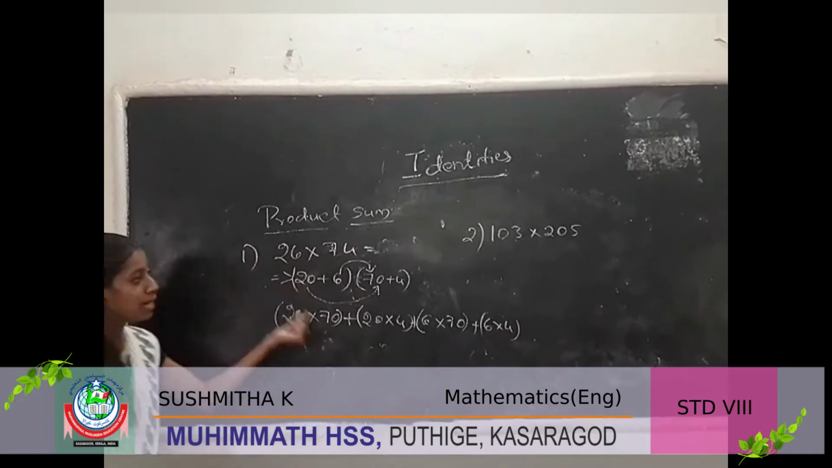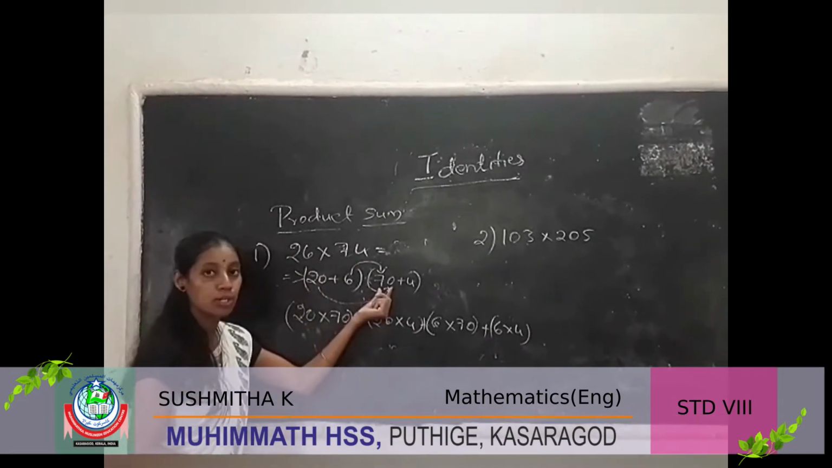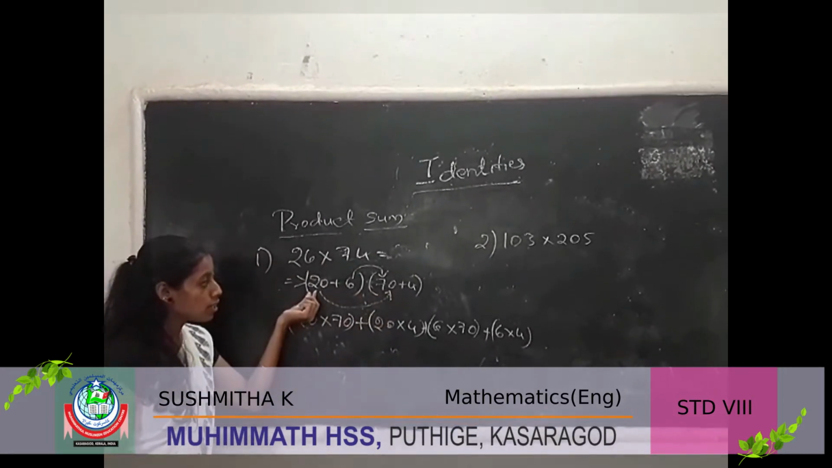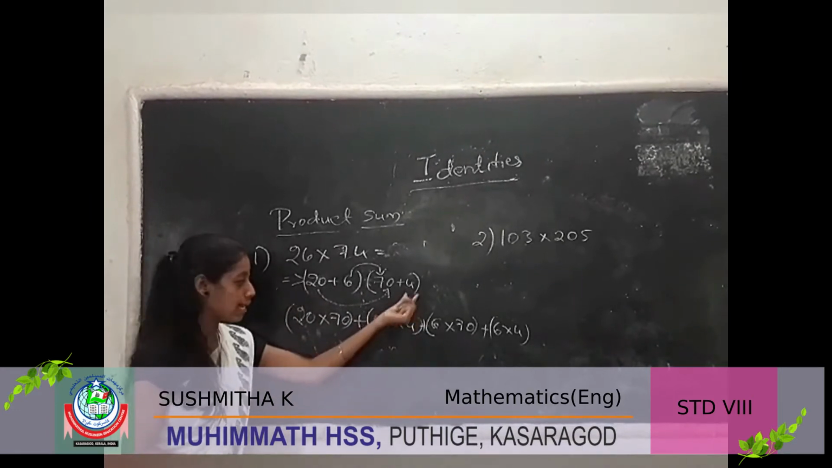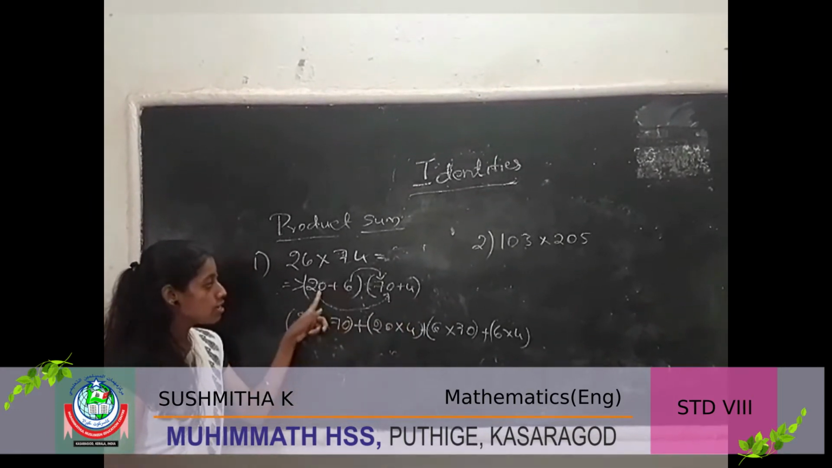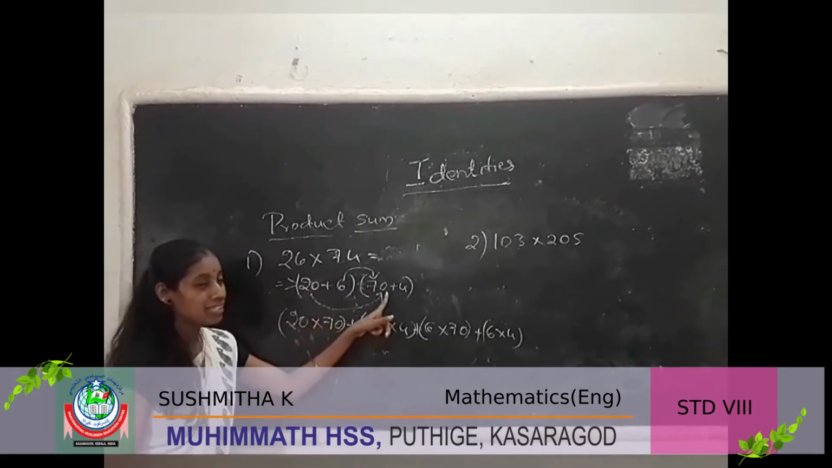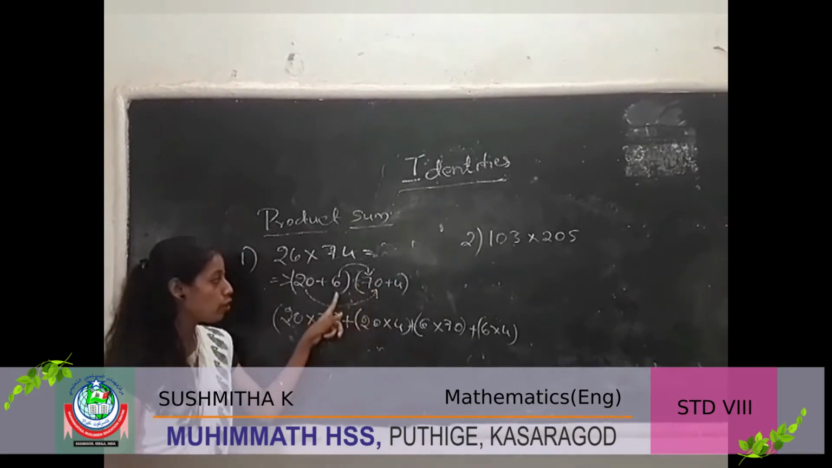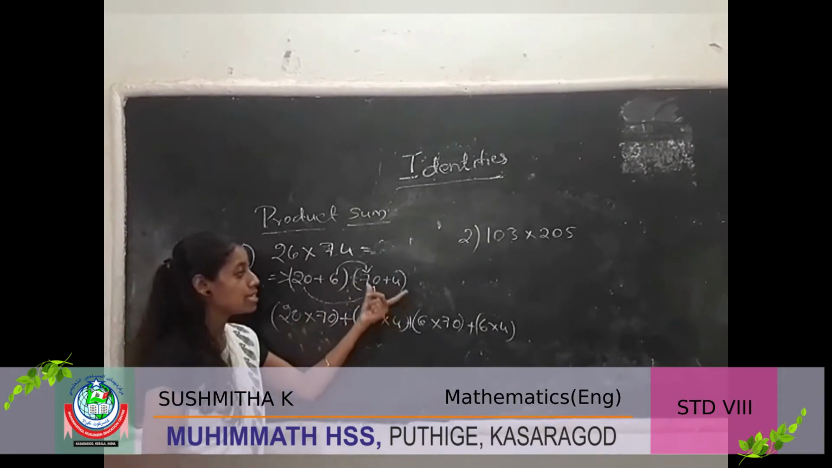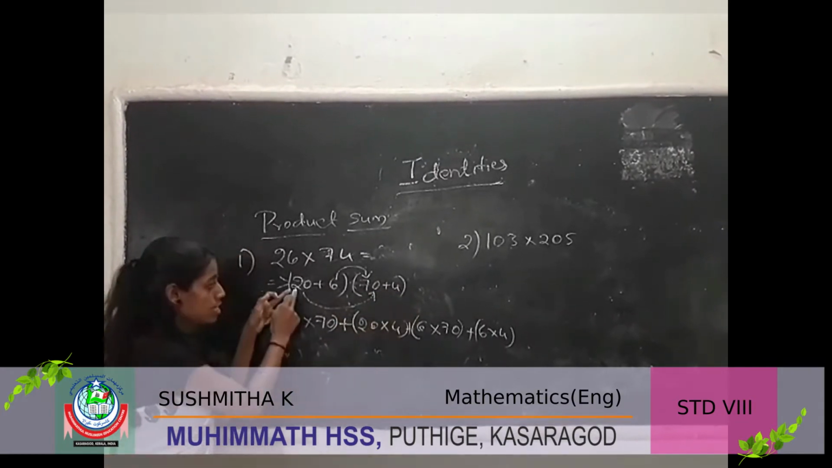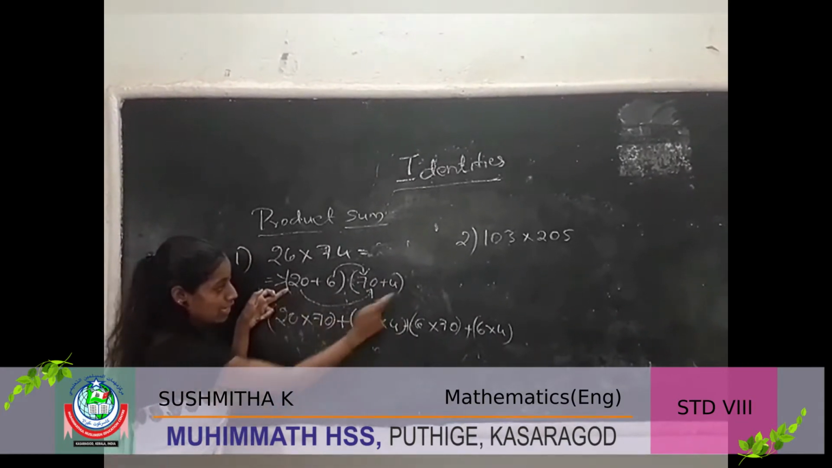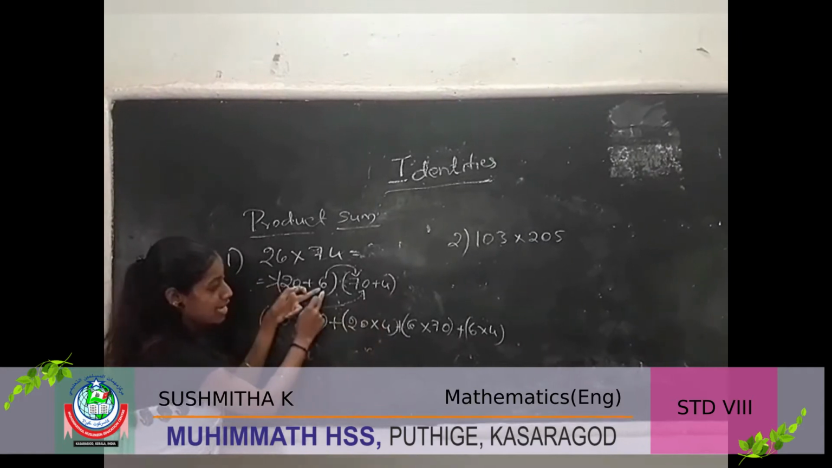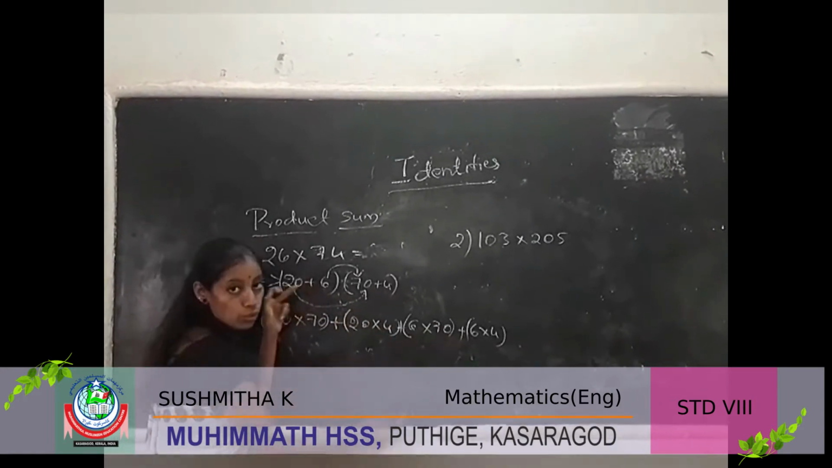The first number is multiplied by the second number of the first number, plus the second number is multiplied by the second number of the first one, and also the second number is multiplied by the second number of the second one. That is 20 into 70, then 20 into 4, 6 into 70, 6 into 4.